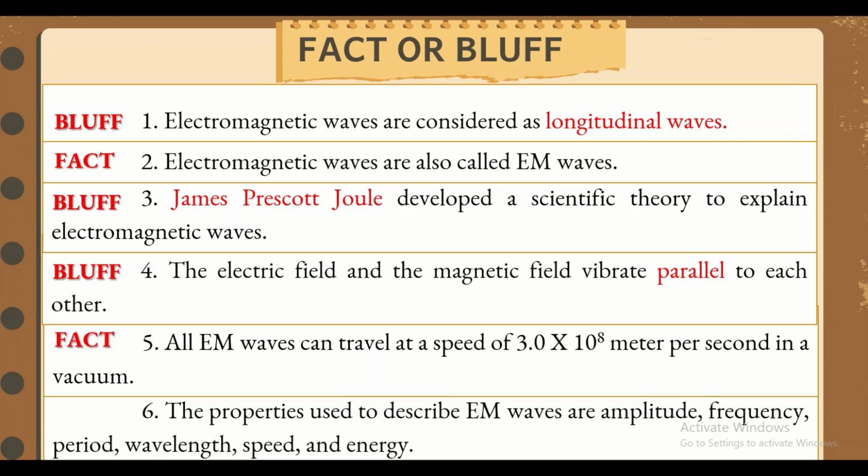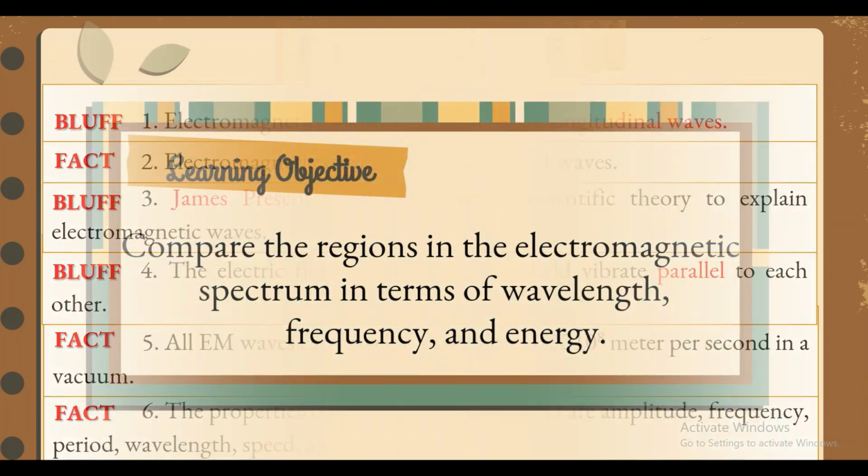Number 5, it's a fact. All EM waves or electromagnetic waves can travel at a speed of 3.0 times 10 raised to 8 meter per second in a vacuum. And the last one, it's again a fact. The properties used to describe EM waves are amplitude, frequency, period, wavelength, speed, and energy. Let's now jump into our lesson for today.